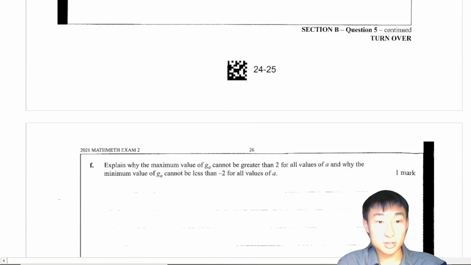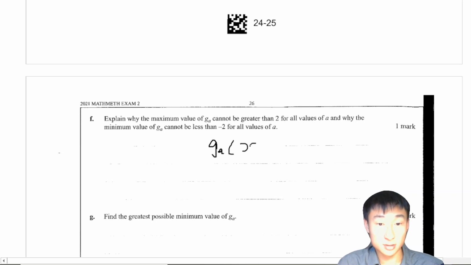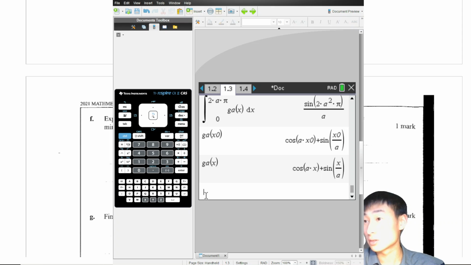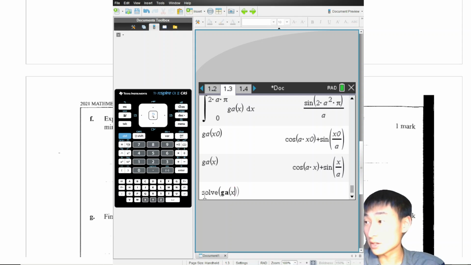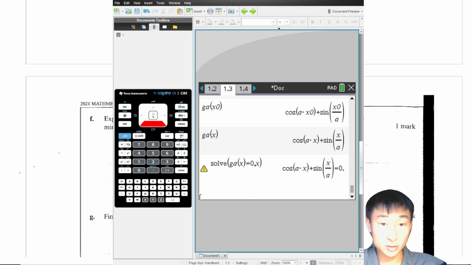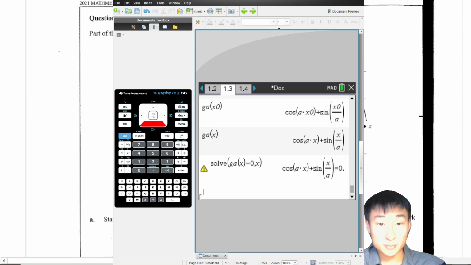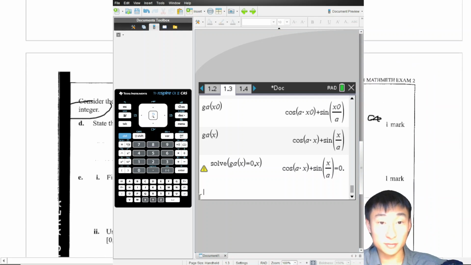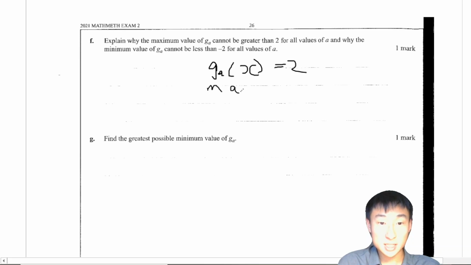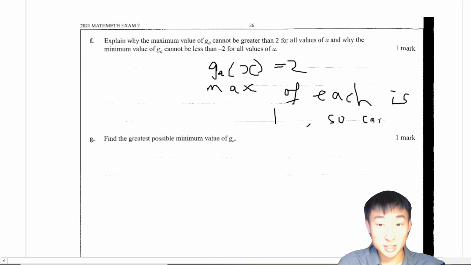I'm pretty sure you can literally solve GA of x is equal to 2, and you won't get any solutions. Solve GA of x equals 2. You get solutions, why not? Oh no, of course, because the maximum values of each of those is 1. Yeah, sorry. Maximum of each is 1, so it can't exceed 2. And same for the minimum.